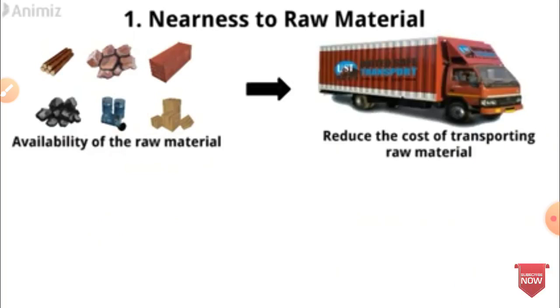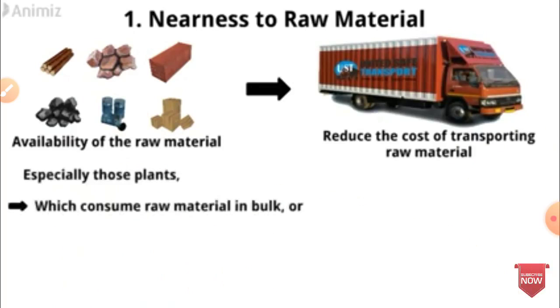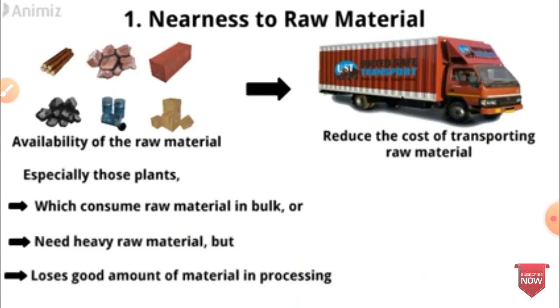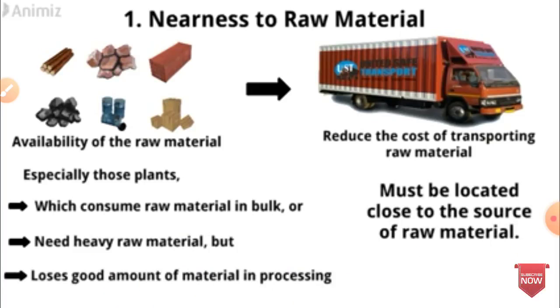Availability of the raw material reduces the cost of transporting raw material, especially for those plants which consume raw material in bulk and need heavy raw material. Plants with a good amount of material loss in processing must be located close to the source of raw material.